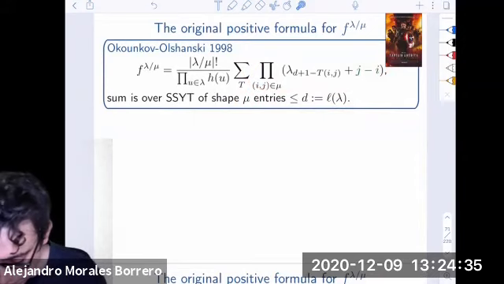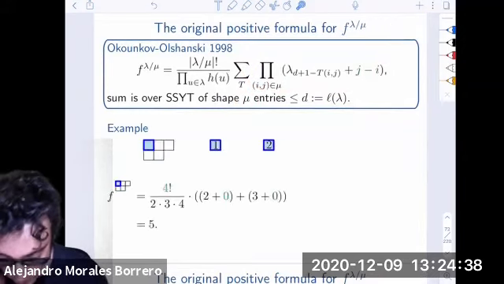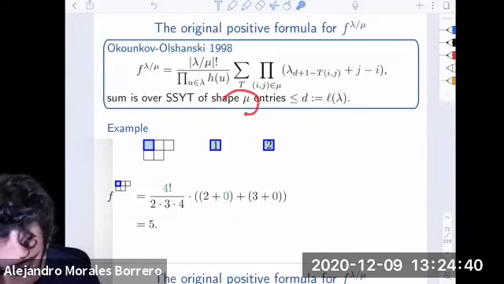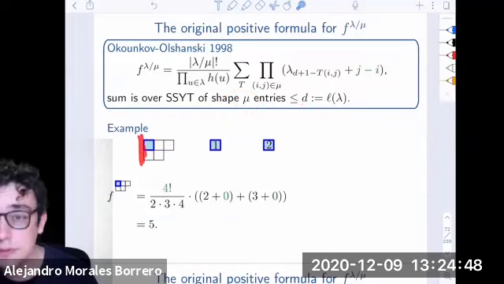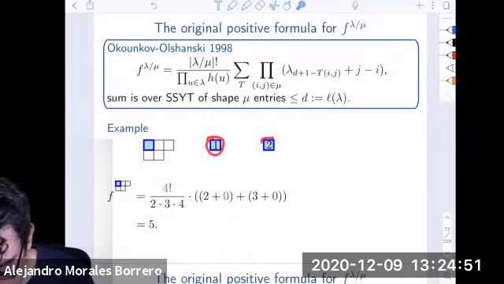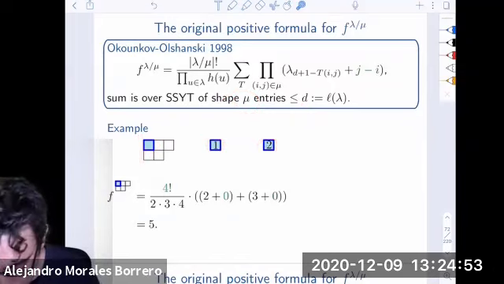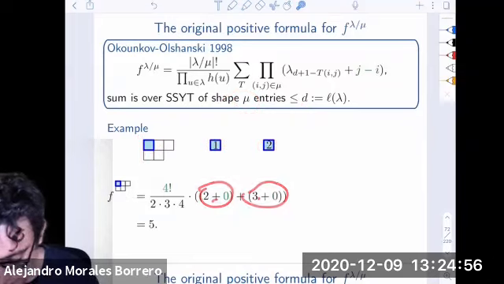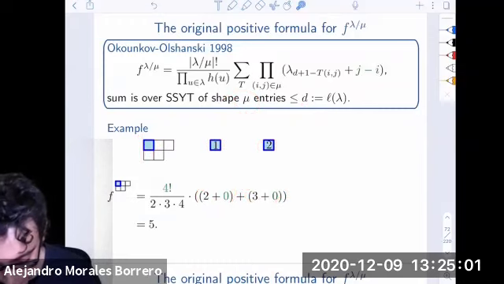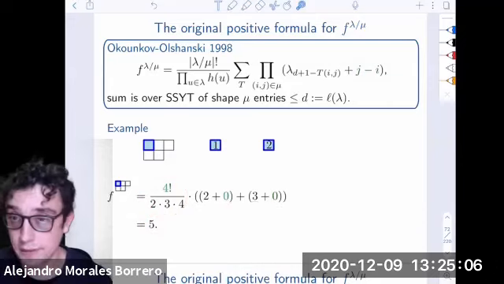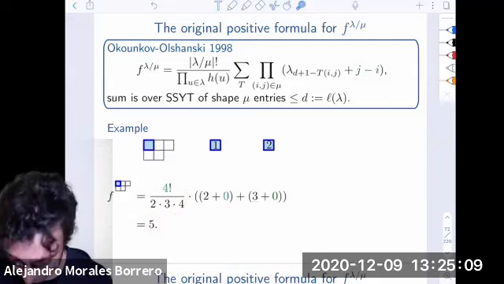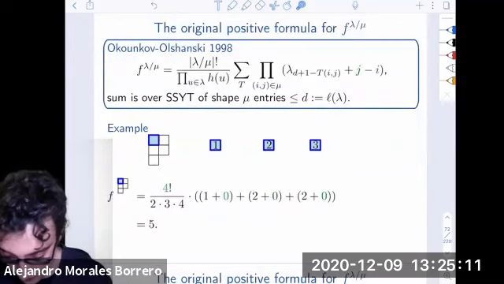Okay, so let's do an example. You sum over semi-standard tableaux of shape mu. In this case, mu is 1, and the entries are less than or equal to the length of lambda. This has length 2, so there are only 2 possibilities. And then there's some weight. Don't worry too much about the weight, but here is what it is. You take n factorial over the hook lengths and you get the number 5. Please don't worry about this. We'll understand it in a better way. And out comes the formula.